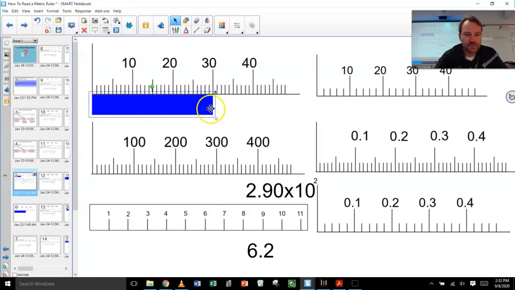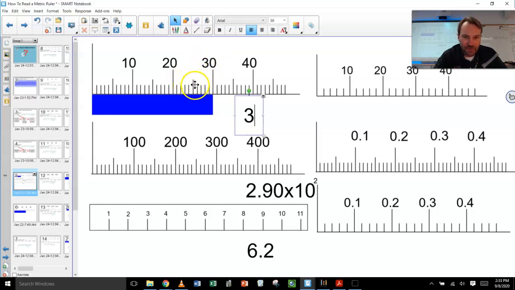Make sure it's to 0. Oh boy, look at that. So this is, I'm going to say 30. The 10s are printed, and there are 10 tick marks, so I can go 2 to the right, so 30.0.